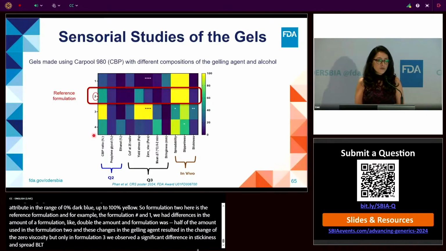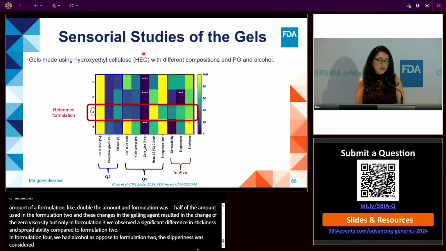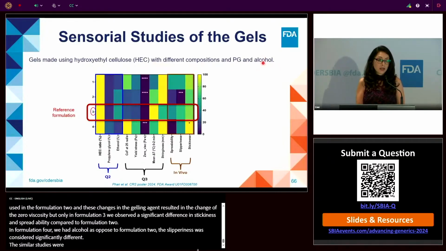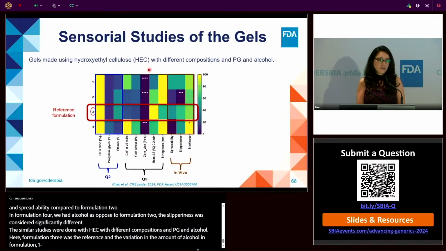And in formulation 4, where we had alcohol as opposed to formulation 2, the slipperiness of this formulation was perceived significantly differently. A similar study was done with hydroxyethyl cellulose gel with different compositions of propylene glycol and alcohol. Here, formulation 3 was the reference formulation, and the variation in amount of alcohol in formulations 1 to 4 resulted in significant change in zero shear viscosity.